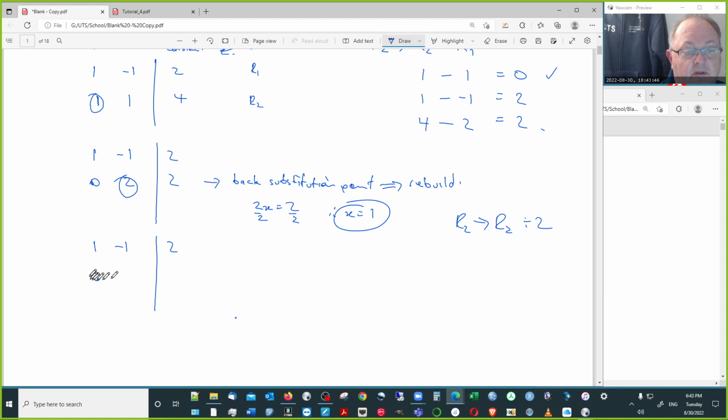So I'm not changing anything else. 0 divided by 2 is still 0. 2 divided by 2 is 1. 2 divided by 2 is 1. Now you can see that x equals 1. If I did a rebuild here, a back substitution here, x equals 1. So I've done that. The next thing I'm going to do is make that one a 0.